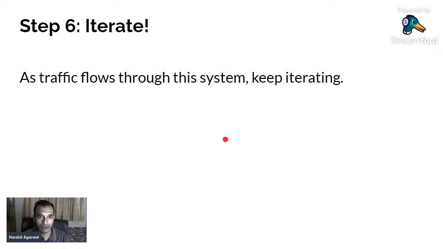And next is the 6th step, and that is to keep iterating. So you can design the entire flow, but you can only improve this entire conversational flow when you actually have the data of the traffic that is moving through the system. You know where people are dropping off, and you can test that part of the flow, like I said earlier, and keep improving your flow.